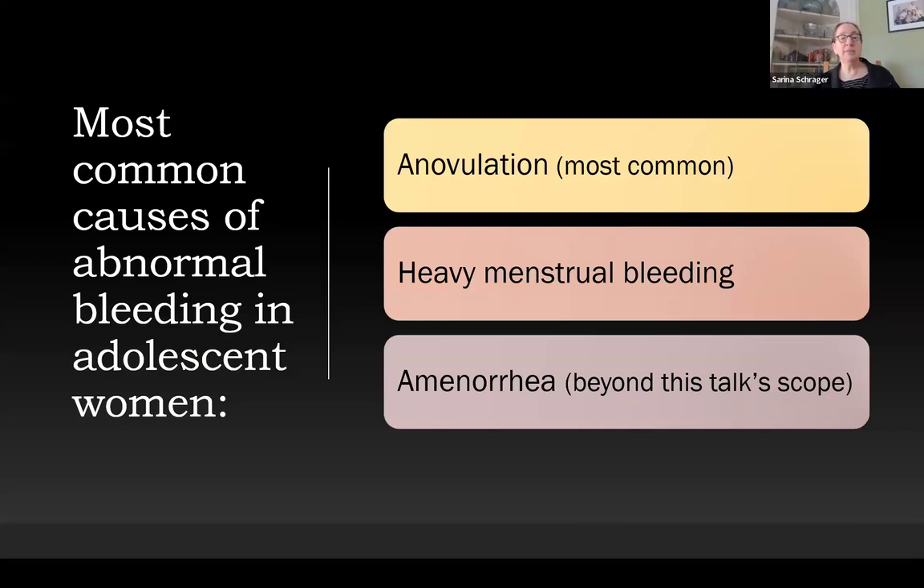The most common causes of abnormal bleeding in adolescents: like I said, anovulation is the number one most common. Heavy menstrual bleeding is also seen quite frequently. And then the third is amenorrhea, and there's primary amenorrhea in this population. It has a very complicated and distinct evaluation, and it's really beyond the scope of this talk today, so I'm not going to focus on it. Most of what I'm going to say is looking at anovulation and heavy menstrual bleeding.